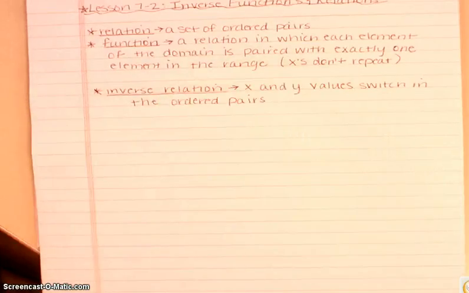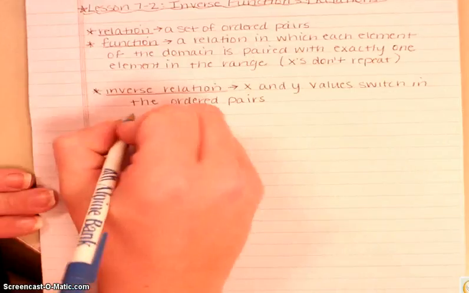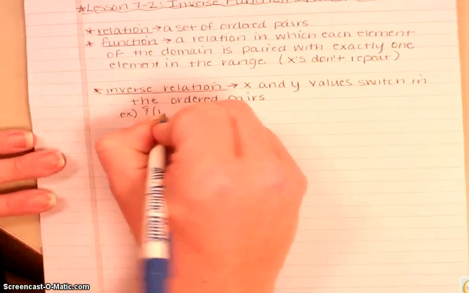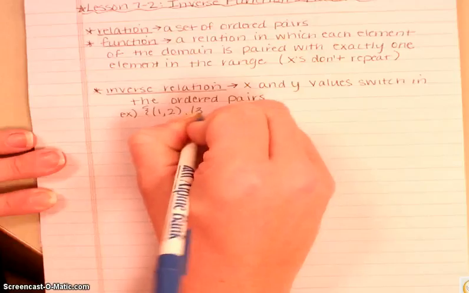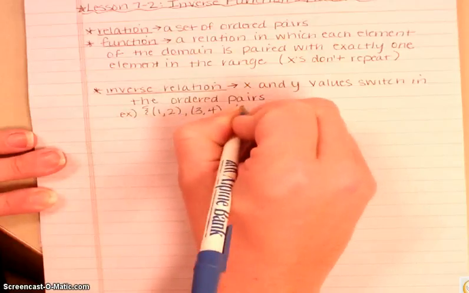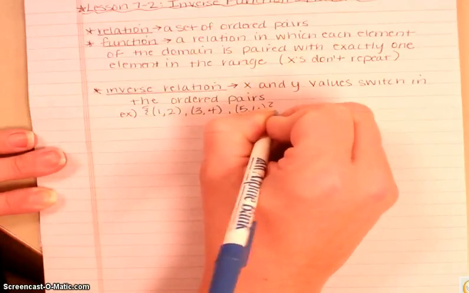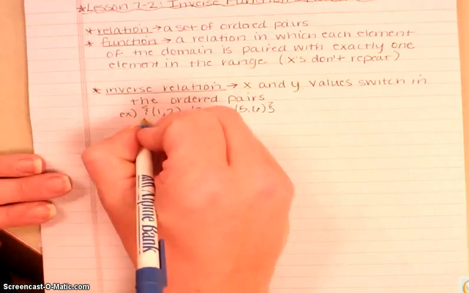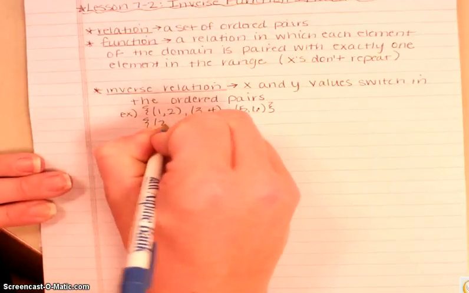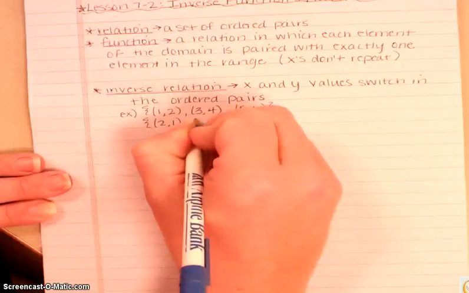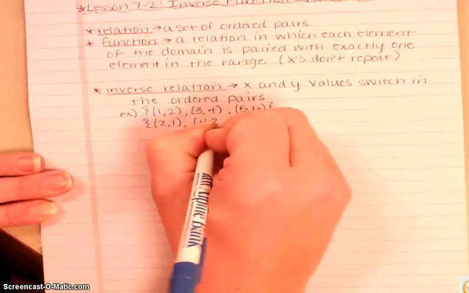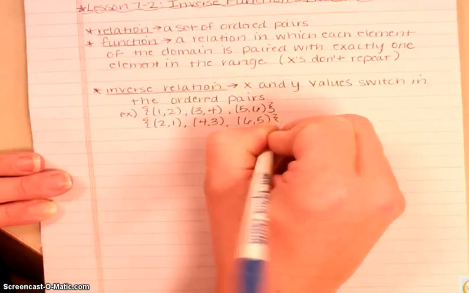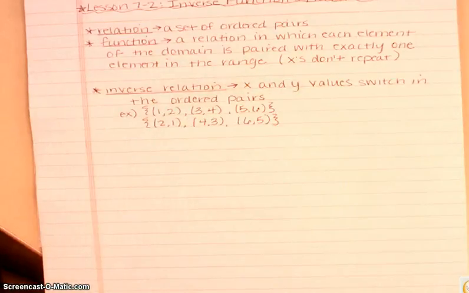So if we have a very basic example here, let's say we have a relation, I'll just use (1, 2), (3, 4), (5, 6). Well, its inverse is just going to flip those. So instead of (1, 2), it'll be (2, 1). Instead of (3, 4), it'll be (4, 3). Instead of (5, 6), it'll be (6, 5). So you're just switching the order of the x and y values.